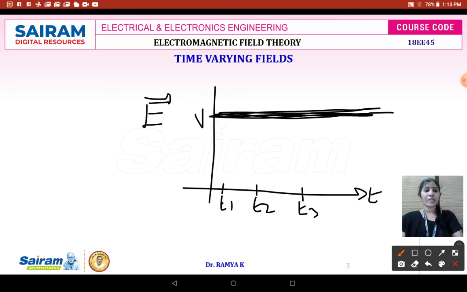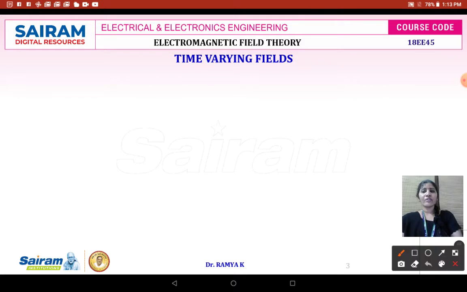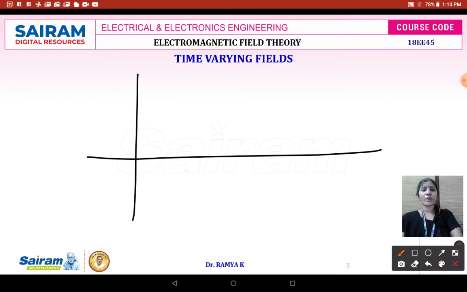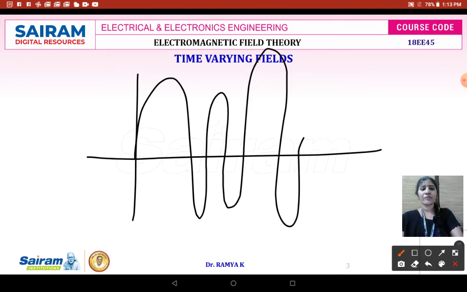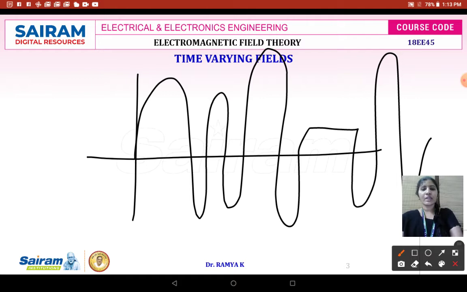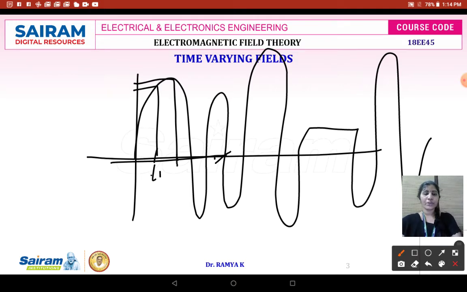So if your magnitude does not vary with respect to time, then it is called a steady state field. Time varying field means the magnitude of the electrical quantity will vary. You can see here the magnitude is getting varied. At time t equal to t1, the magnitude is v1. At time t equal to t2, the magnitude is v2. Similarly, at time t equal to t4, the magnitude is 0. So from time to time, the quantity is varying.